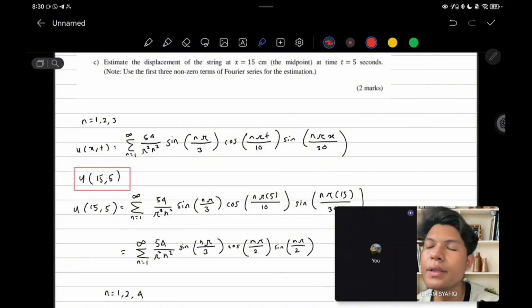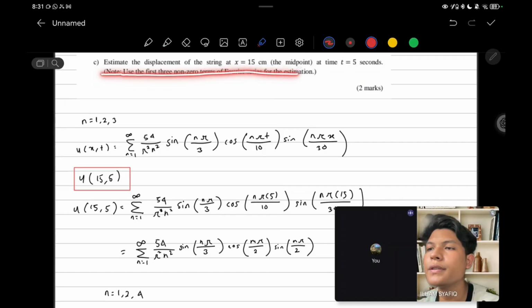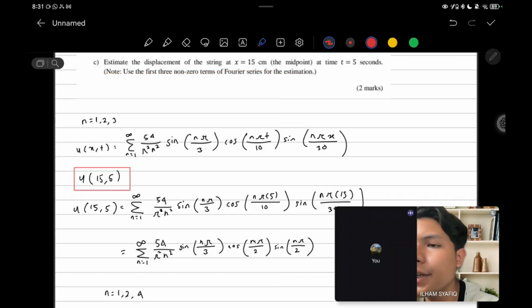So today I will explain to you about question 2C. Question 2C is to estimate the displacement of the string at x equals 15 cm, that is the midpoint, and at time t equals 5 seconds. For question 2C, it wants us to use the first 3 non-zero terms of the Fourier series for the estimation.